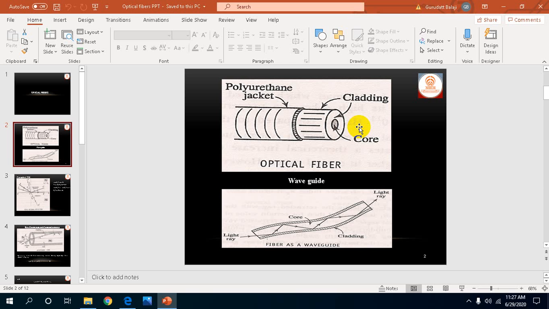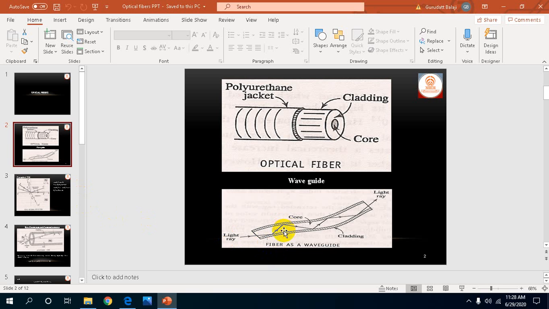The cladding is enclosed in a polyurethane jacket, which protects the fiber from chemical reactions with the surroundings and also against abrasion and crushing. Some hundreds of such optical fibers grouped together form a cable. A cable may consist of one to several hundred such fibers. The next diagram shows the fiber wave propagation.